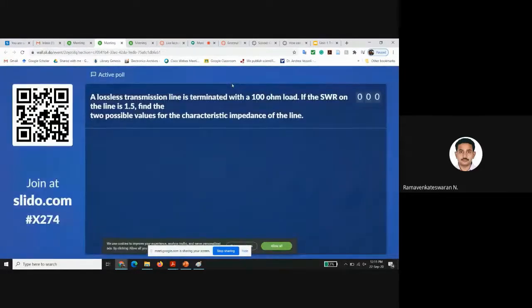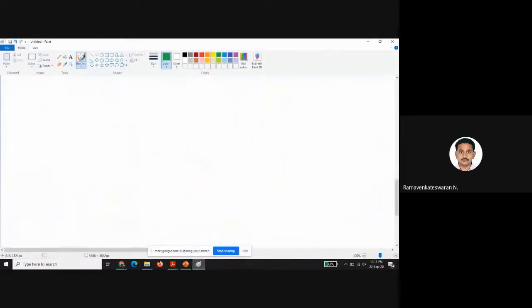The lossless transmission line is terminated with 100 ohms. If the SWR is 1.5, find the two possible characteristic impedances. So I'll introduce what the standing wave ratio is. This is another constant. Let us go to the standing wave. This is used again in practical lab experiments, the standing wave ratio. What is the relation between this and gamma? If this relation is known, you can easily find it out.